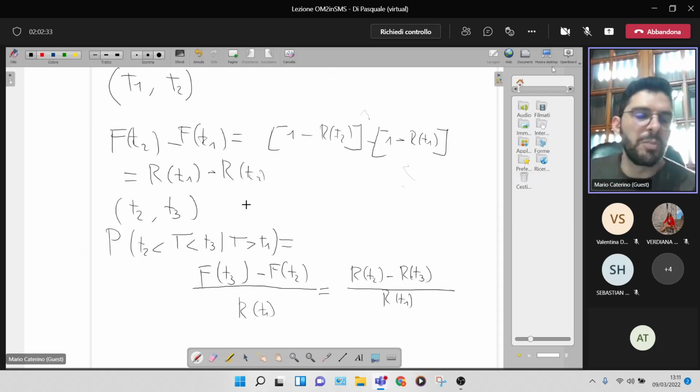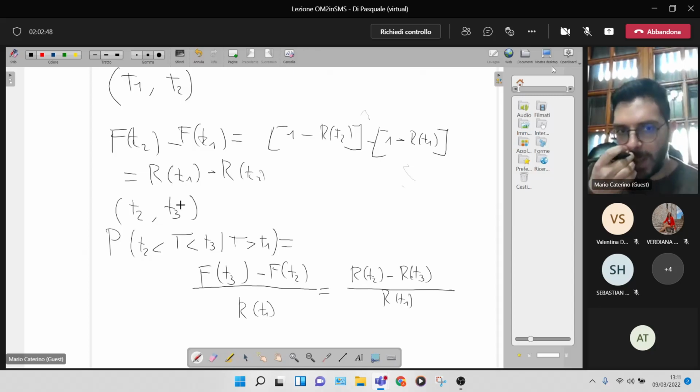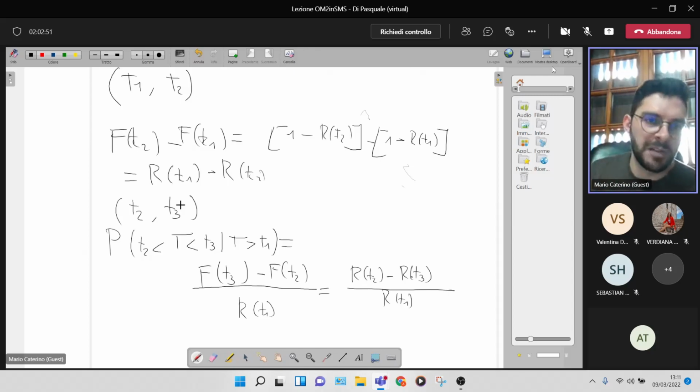According to your opinion, suppose that, for example, T1, in this case, we have the same time interval, T2 and T3, and T2 and T3. According to you, the probability that the system fails is greater in this case or in this case? Remember that the difference here is that here we know that the system already arrived to T1. Here, the system starts to work from zero.